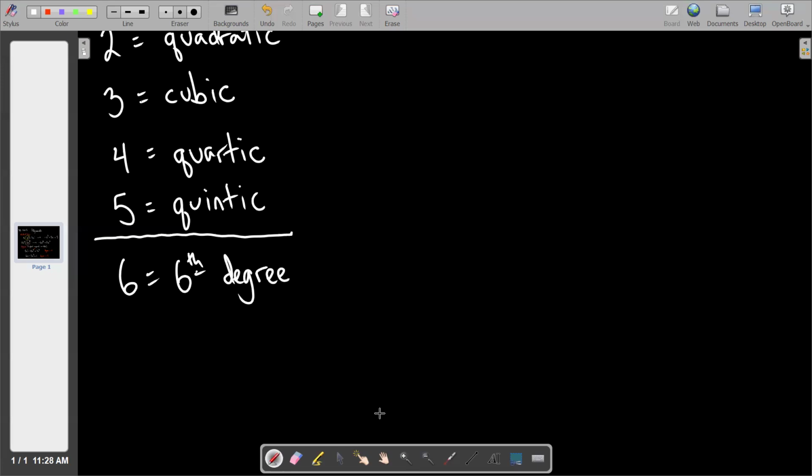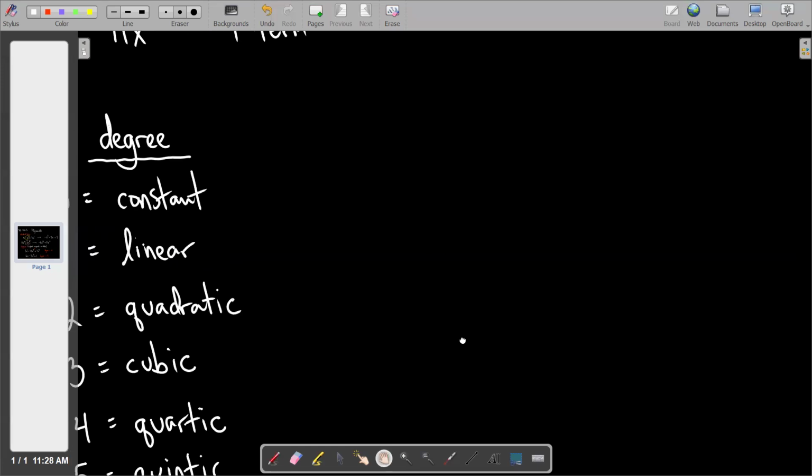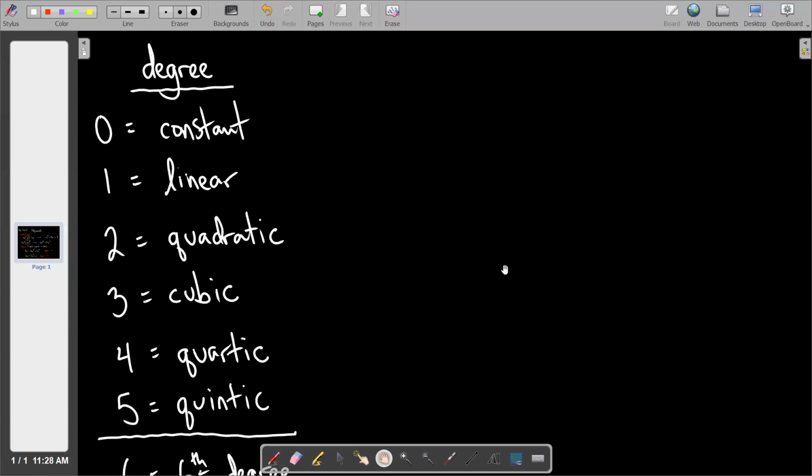Beyond that, you will just get the easy out. Now, on the other side of things, we also classify polynomials not by their degrees, but by their number of terms. And the good news here is there's less of these. With the degrees, you've got to memorize 6 things: 0, 1, 2, 3, 4, 5. With number of terms, you only have to memorize 3.